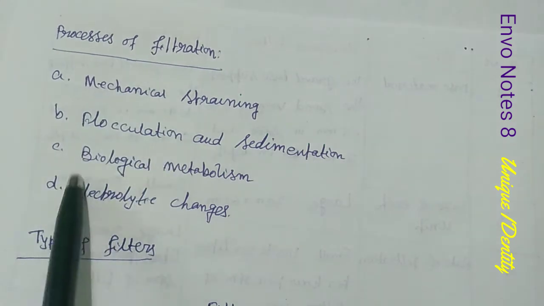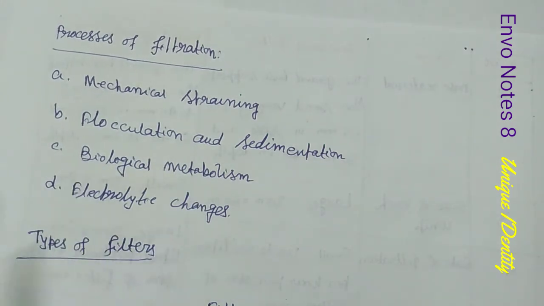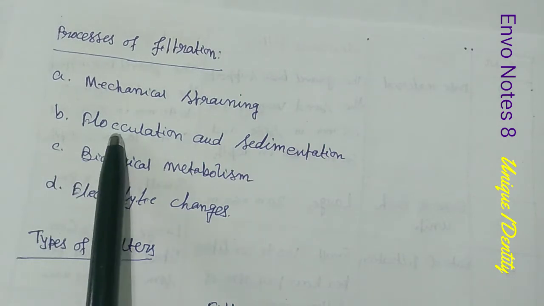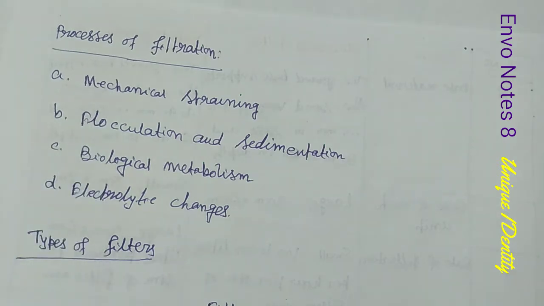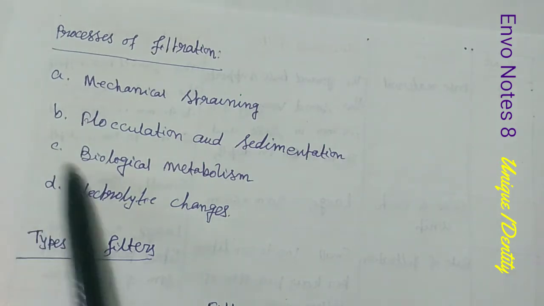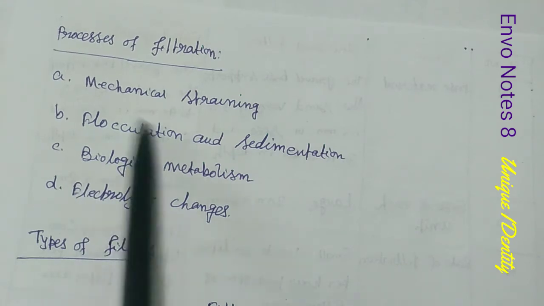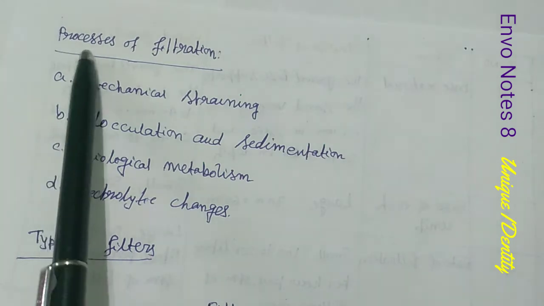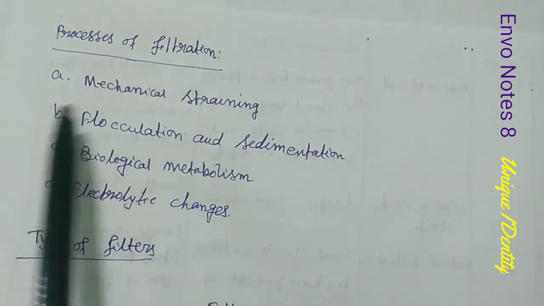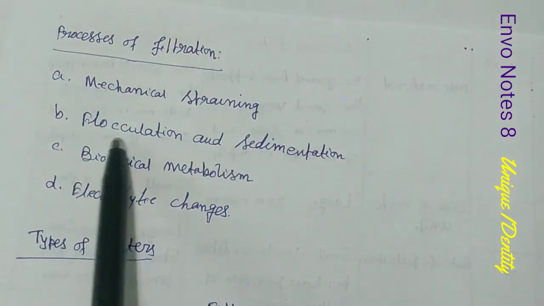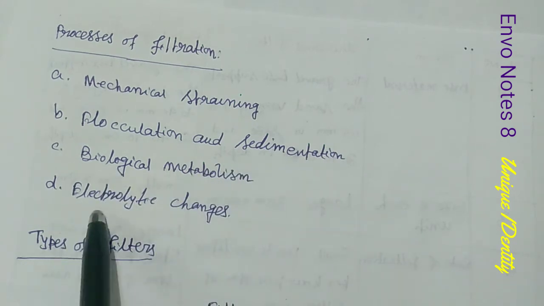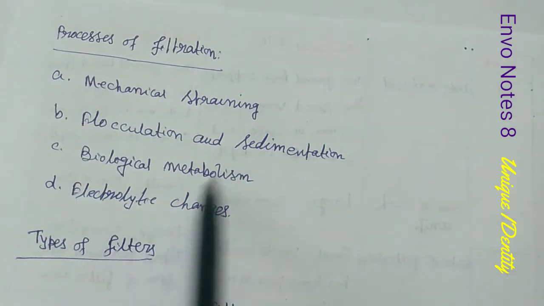Now here I am just mentioning this process of filtration for this exam. No need to go through it in detail. Okay, this may be asked in a semester examination in your college, but it cannot be asked in detail in a competitive exam, but I am telling you just briefly. So there are four processes of filtration. Those are mechanical straining, flocculation and sedimentation, biological metabolism and electrolytic changes. You just remember these names, that will be sufficient for you.